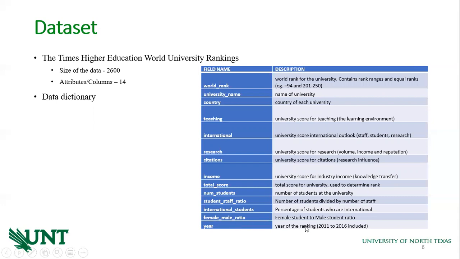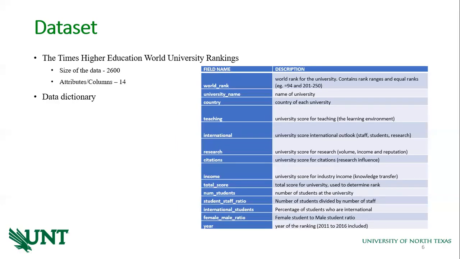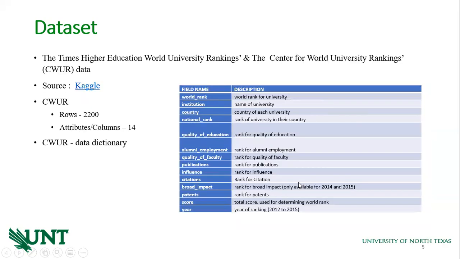Here we have data between 2011 and 2016, but in the CWUR ranking system, we have data from 2012 to 2015. Again, the Times ranking system provided a score for each of these attributes, whereas the CWUR ranking system provided a rank for each attribute.